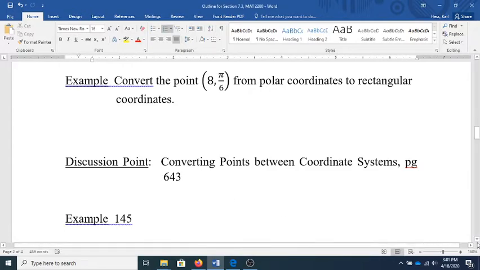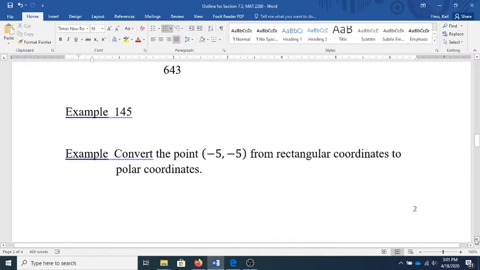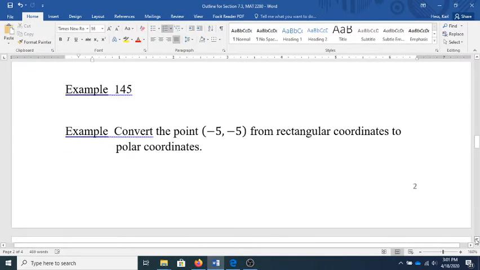Okay, we did problem 145. Now this is kind of the opposite. In the previous problem we were starting out in polar coordinates and converting to rectangular coordinates. But here I have rectangular coordinates and I'm going to convert over to polar coordinates. So let's have a look at that.